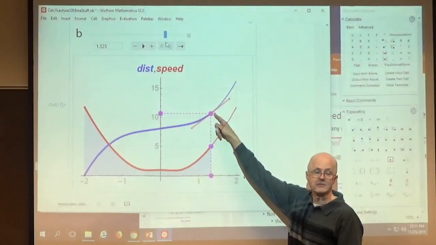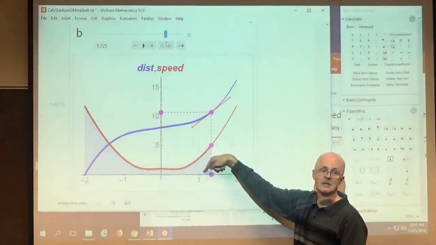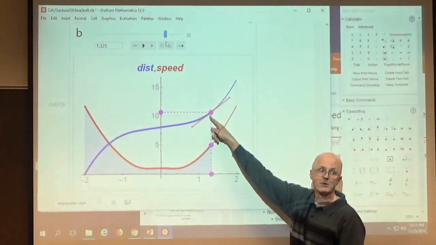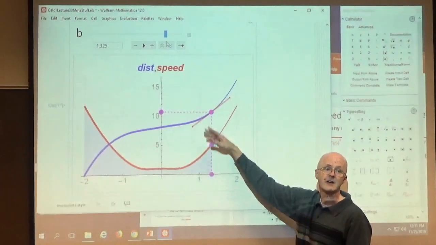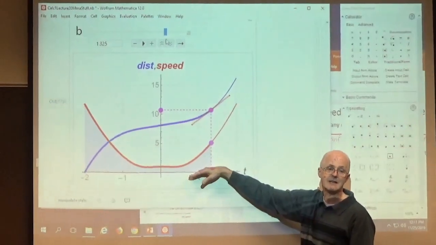The antiderivative, the integral, is giving you the area. You can interpret the values of the blue graph as areas in the red graph, the values of the distance as areas with the speed.